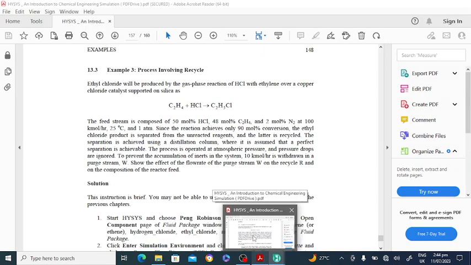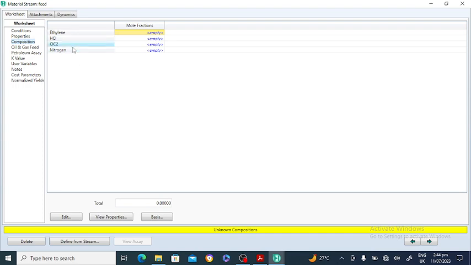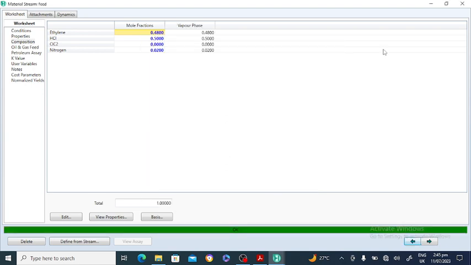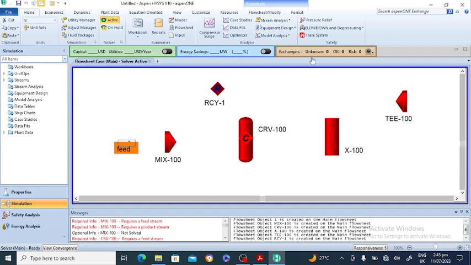48%, 50% and 2%. So ethylene is 48%, HCl is 50% on mole fraction, and there is no ethyl chloride in the feed because these are the reactants. Nitrogen is the remaining 2%. The sum of the mole fractions is equal to 1. Click on OK. Now it is specified, so we defined the feed stream, feed number 1.